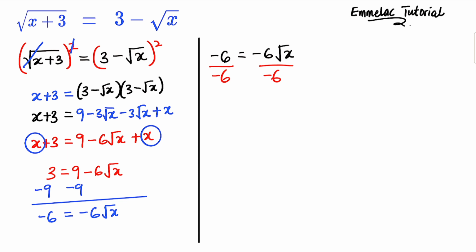So at the end of the day, this clears off this, we are left with 1. This clears off this, we are also left with 1. So here we have 1 equals the square root of x. We can just rearrange. We have the square root of x equals 1.